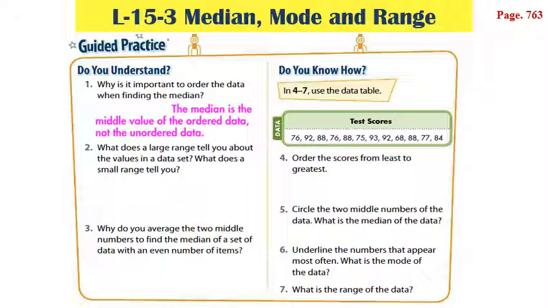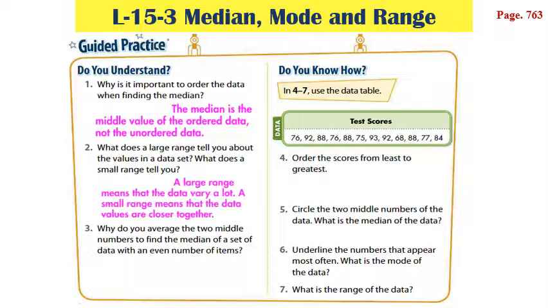Question number 2. What does a small range tell you? Great. A large range means that the data vary a lot. A small range means that the data values are closer together. Question number 3. Why do you average the two middle numbers to find the median of a set of data with an even number of items? Very good.